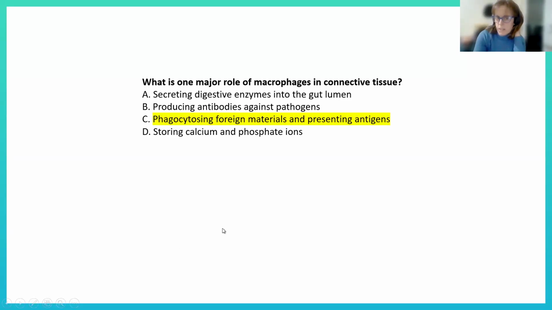Okay, so there's the answer. The specialist role is to phagocytose the foreign materials. Foreign materials just means anything that isn't part of the body, anything that shouldn't be there.